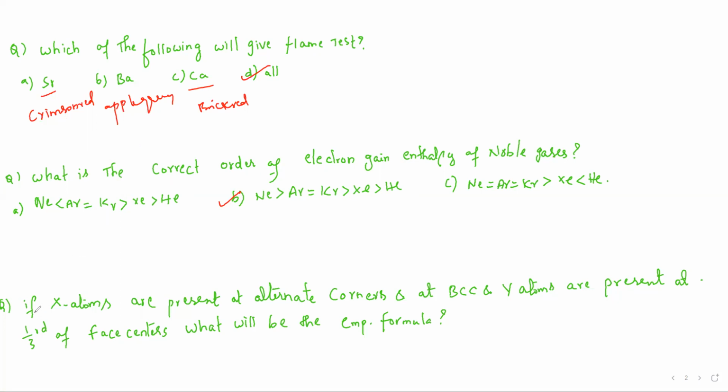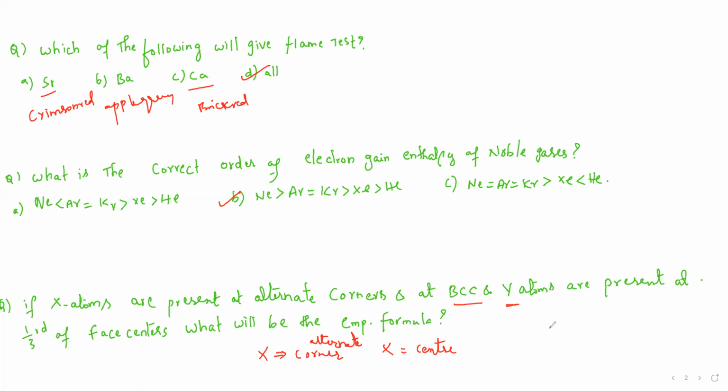So coming to the next question, if X atoms are present at alternate corners, so X is present at corners, that too at alternate positions, and it is also present at the center of the body, and then Y atoms are present at 1/3 of face centers. What will be the empirical formula?